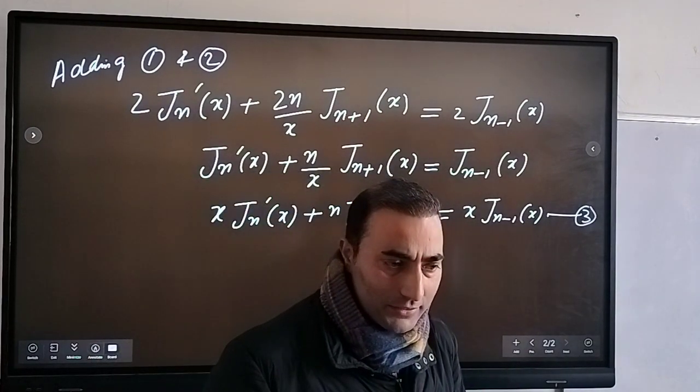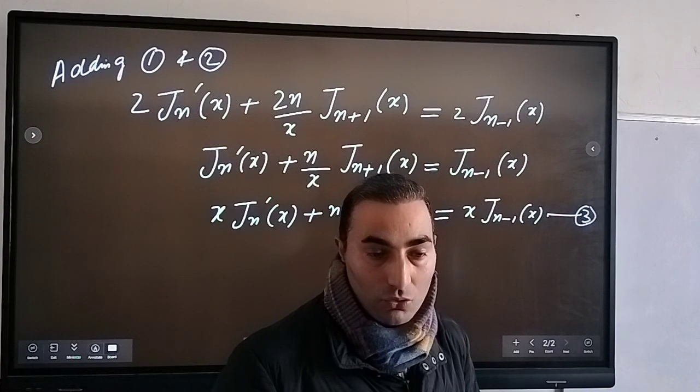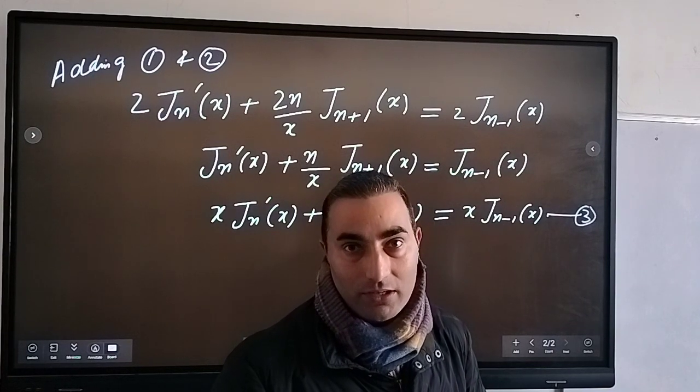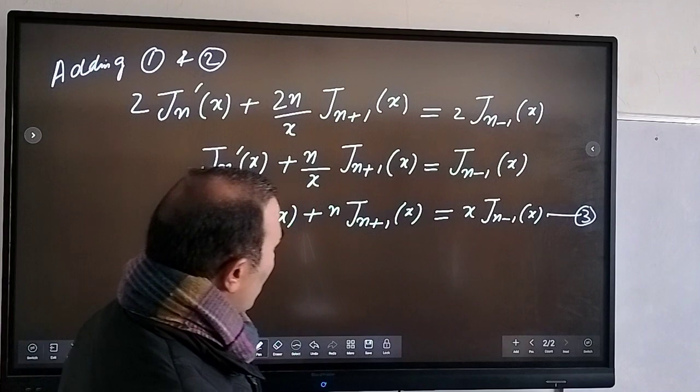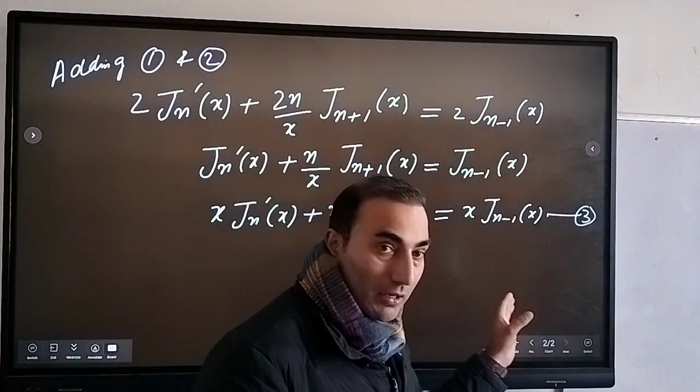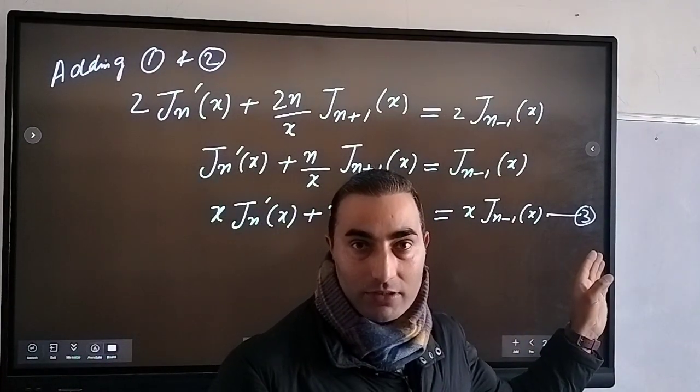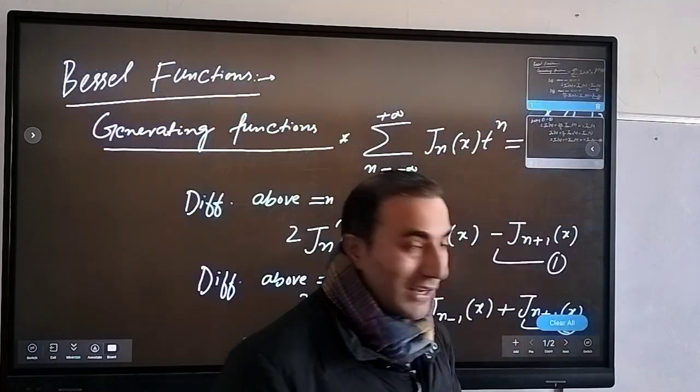So this is basically the relation between different j's. That's what is called the recurrence relation. Now you are getting one more recurrence relation when you add the first and second equations. So let's have a look again.